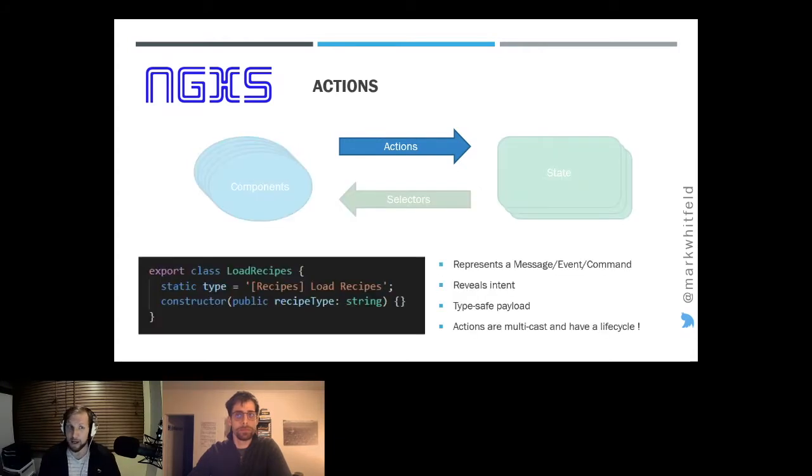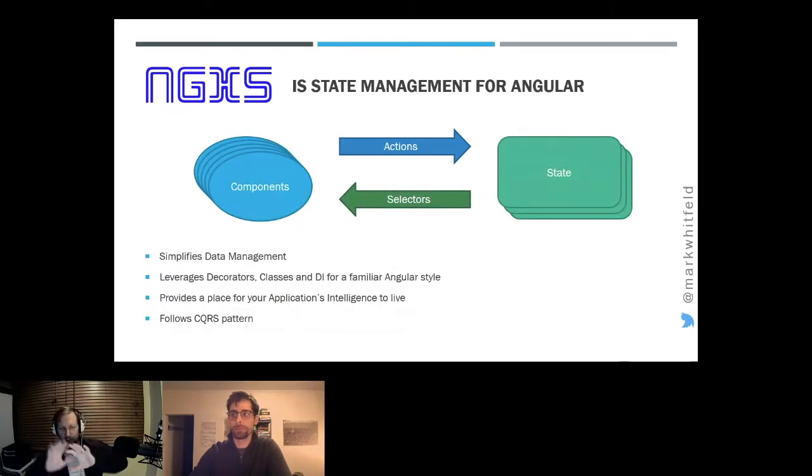Okay, so let's get into NGXS. I'll go back a slide. So it's made of 4 components. We have actions, which represent the commands. We have state, which represents the thing that holds your data. You have selectors, which are the way that you get data out of your state, and you have your components. Your components interact with your state using actions or selectors. And that's the basic unidirectional cycle that these applications follow.